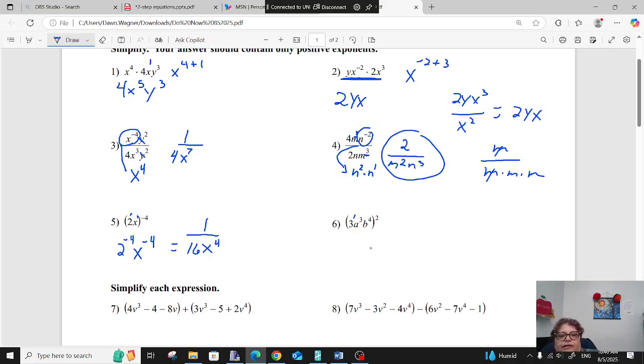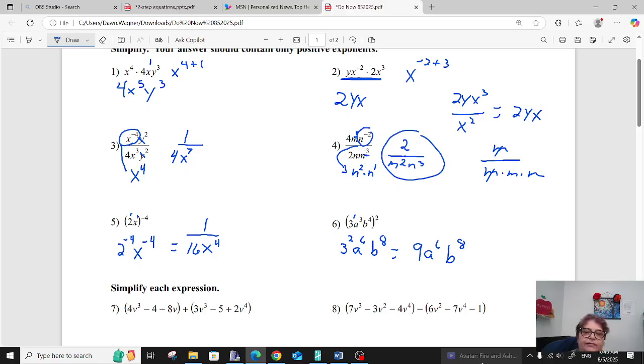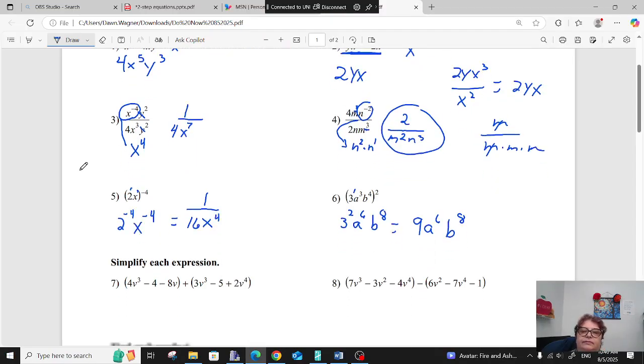Okay, over here, I have the power rule again. I'm going to put an exponent of 1 with that 3. So it'd be 3 to the 2nd, a to the 6th, b to the 8th, and 3 squared is actually 9. So it'd be 9a to the 6th, b to the 8th. We good? Okay.